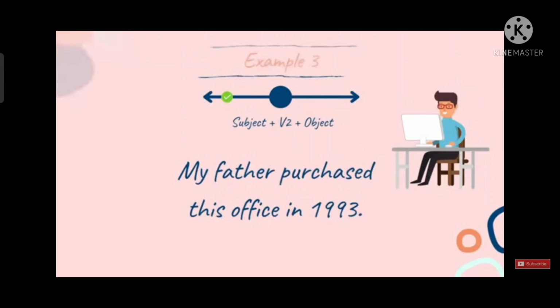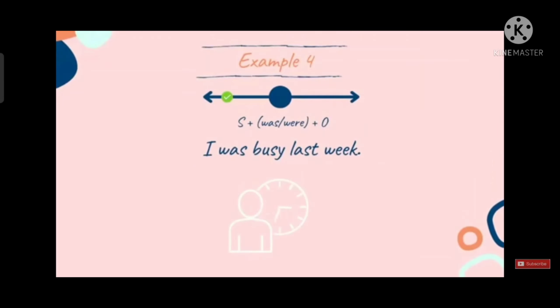Now, let's look into the next example. I was busy last week. This was an event of the past. So we have used simple past tense. Also closely notice the structure. Subject plus was plus verb second form plus object, and the timeline of this sentence. Here the helping verb was is used.